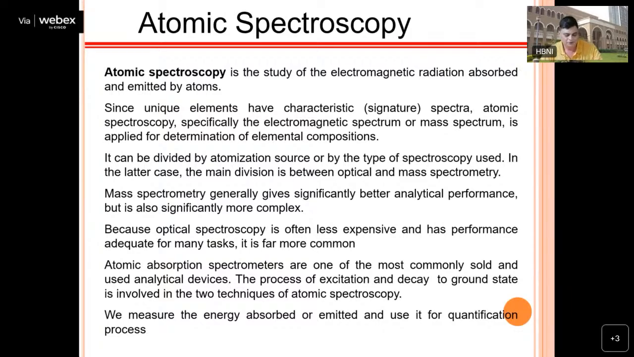Okay. Because optical spectroscopy is often less expensive and its performance is adequate for many tasks, it is common. And atomic absorption spectrometers are, as I told you, easily available. We can measure the energy absorbed in atomic absorption or graphite furnace atomic absorption spectroscopy, and whenever we measure the emissions, it can be done using ICP-OES, that is, inductively coupled plasma optical emission spectroscopy.